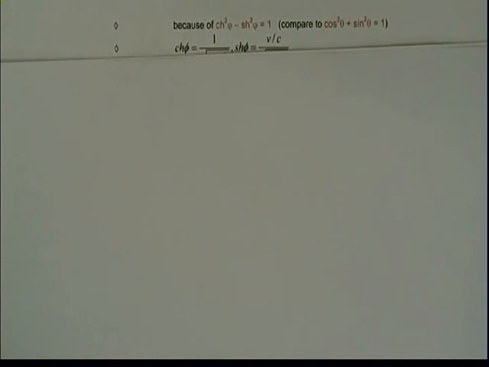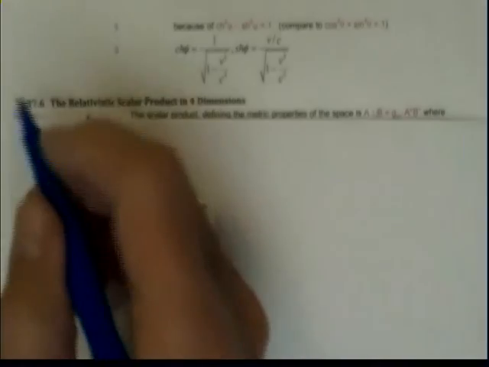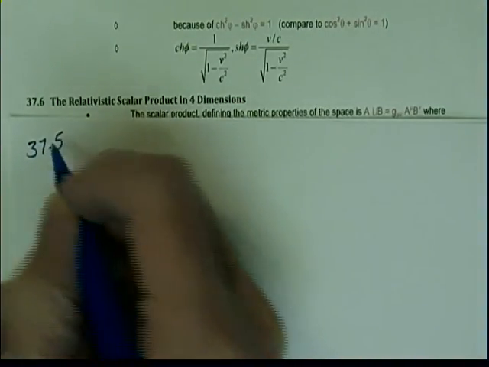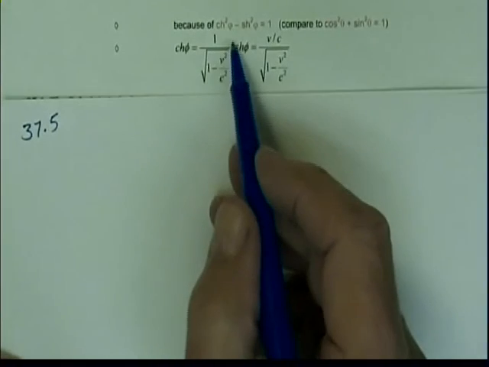We're continuing our section on relativity, the special theory of relativity, and we have just completed section 37.5, but there were two equations that I did not cover because they were on this next page that I thought I would mention here.